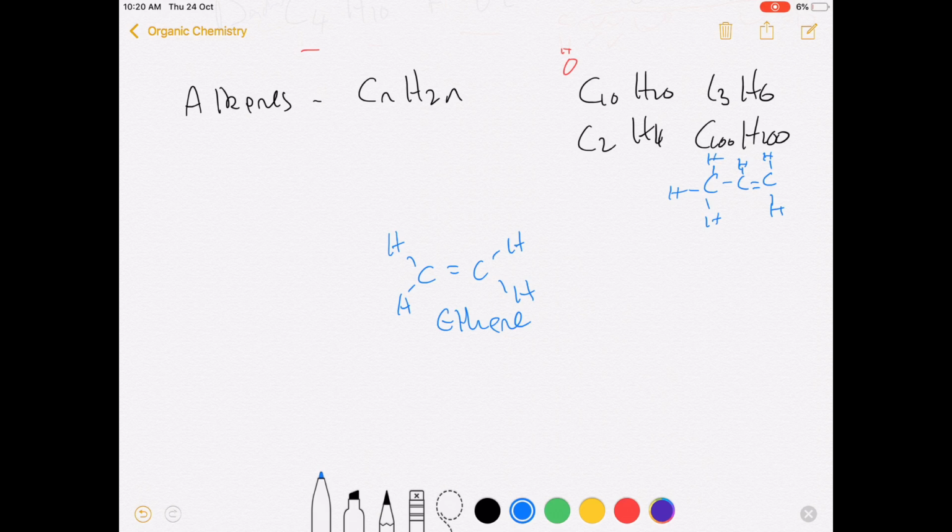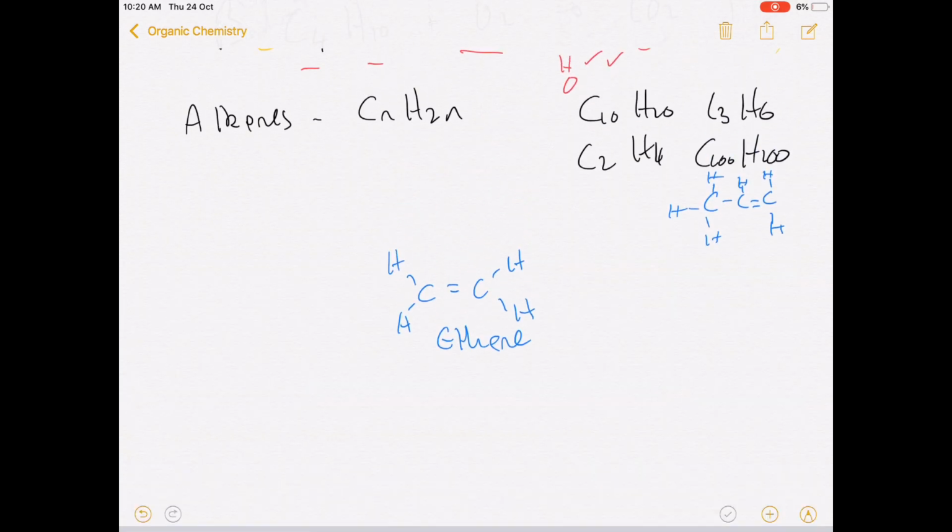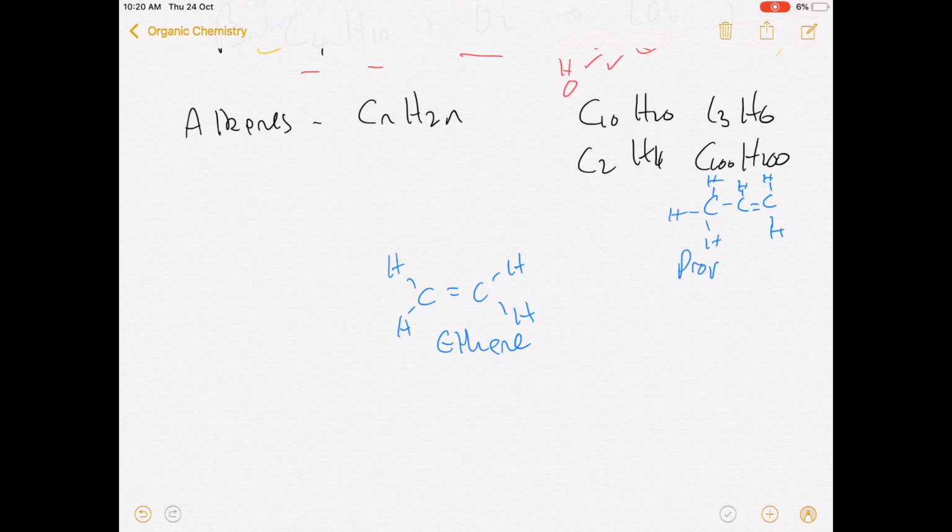3 carbons. Midgley eats pink, so it's P. So this one is pro. Again, make sure your E is really prominent, not an A: propene. And the next one, of course, is 1, 2, 3, 4.